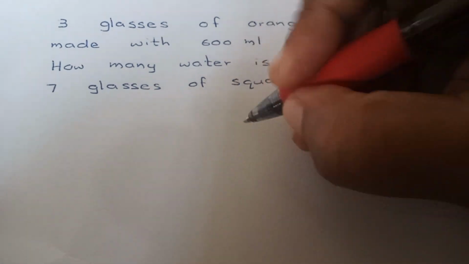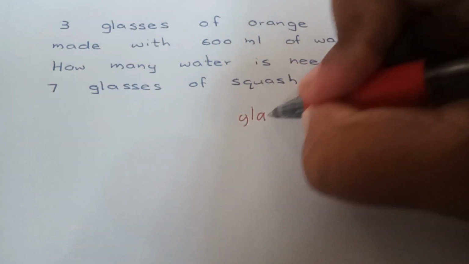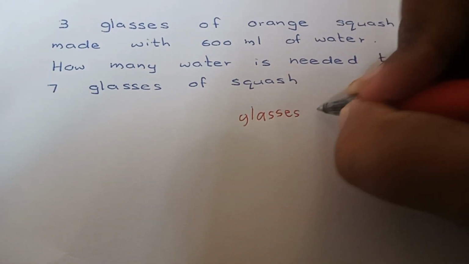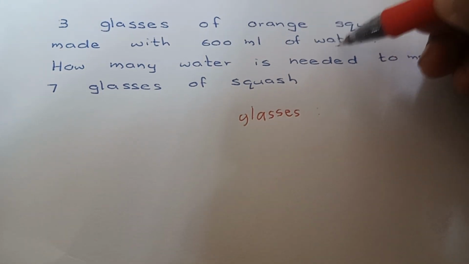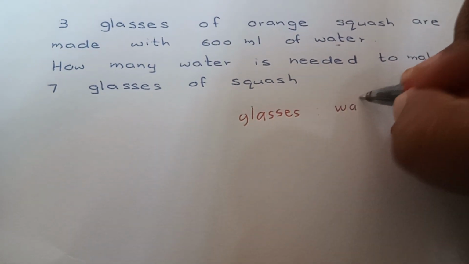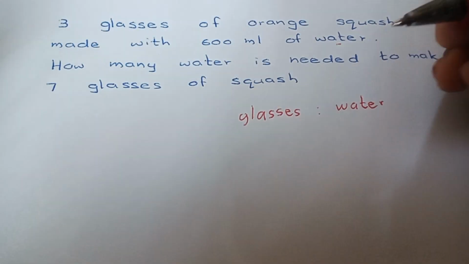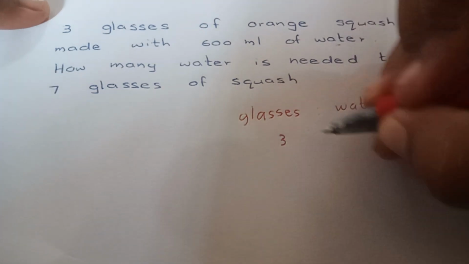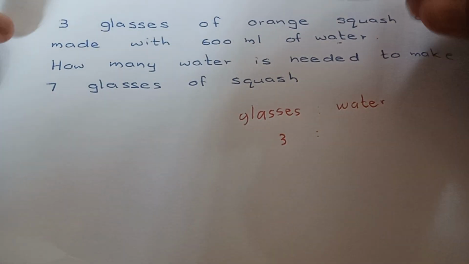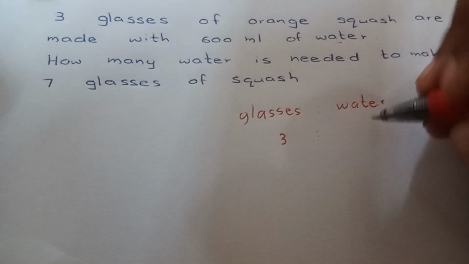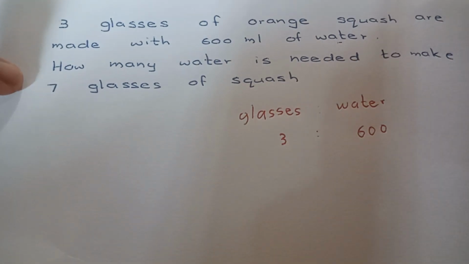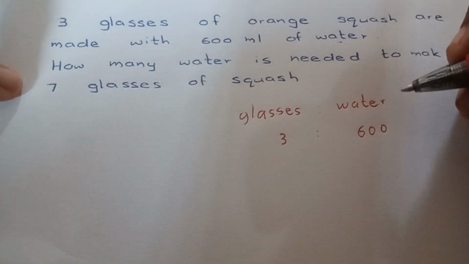Okay, so we'll write two ratios. 3 glasses to water. How many glasses? 3 glasses are made with 600 milliliters. How much water is needed to make 7 glasses of squash?